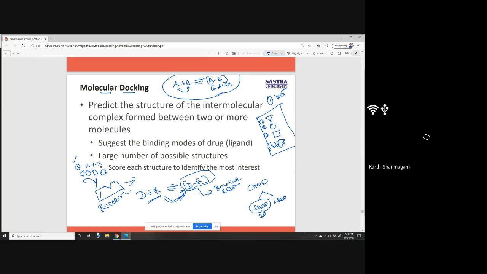So the amount spent, right? We have to buy the first compound, second compound, third compound, fourth compound. Finally, only one compound is showing activity, if I follow the wet lab procedure, right?